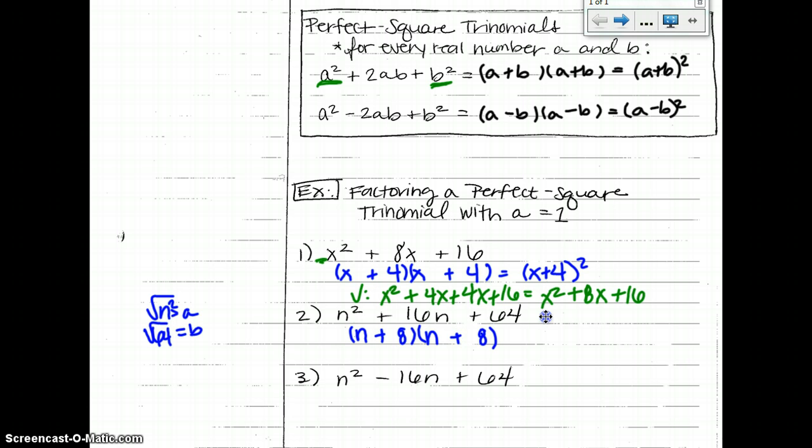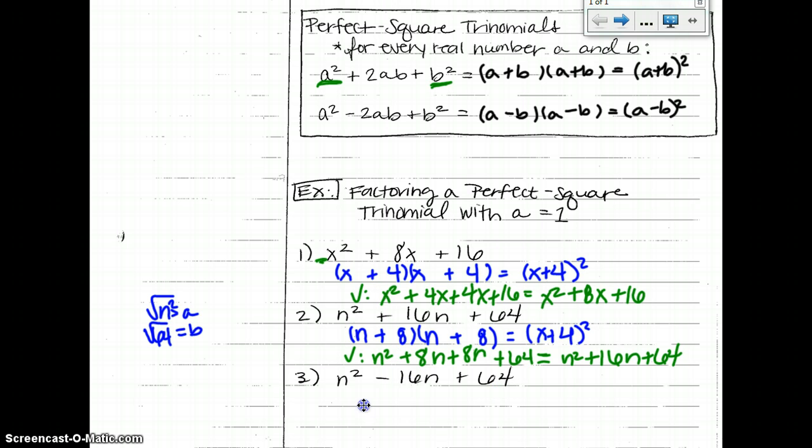Add them. N plus 8 squared. And let's check this answer. N squared plus 8n plus 8n plus 64. It's the same as n squared plus 16n plus 64.